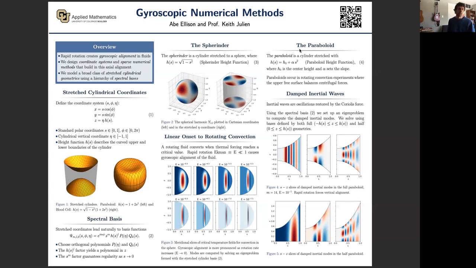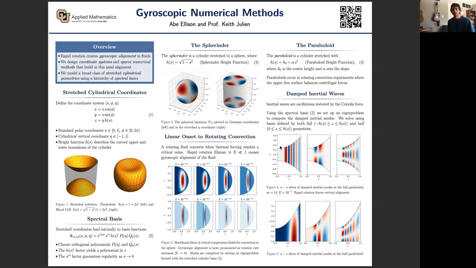Another geometry we're interested in is the paraboloid. We can actually link these geometries up to experiments done at the UCLA Spin Lab, where they have a rotating bucket of fluid that's thermally forced, and they can actually measure the fluid flow inside of the container. And so that would correspond to this bottom figure here, where we have the upper half paraboloid. We set the bottom boundary to be z equals 0, and then we have this parabolic upper surface.